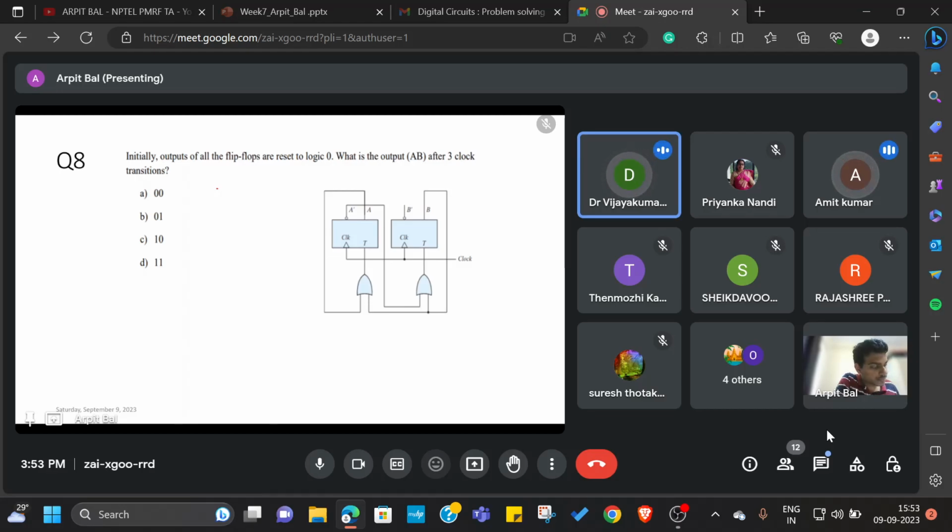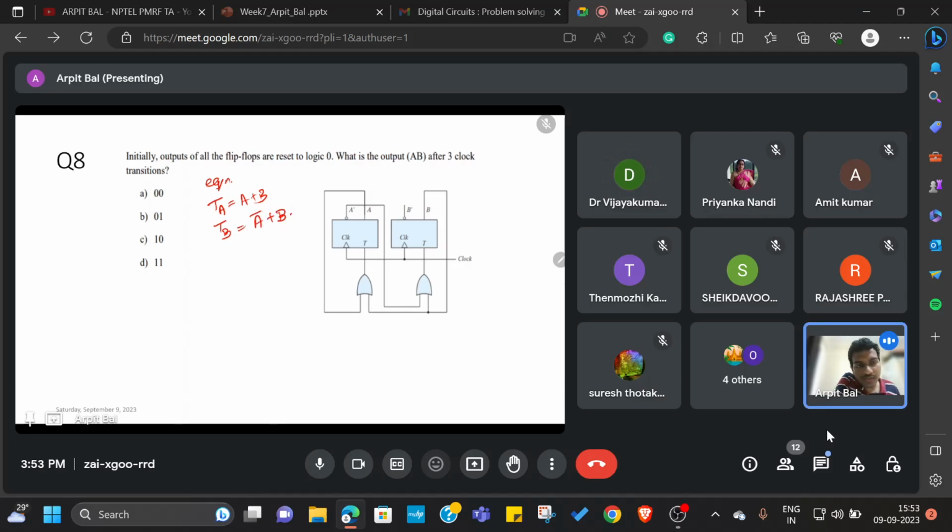First of all, find the equations for TA and TB, the inputs of the T flip-flops. Correct. So what is going to be my first? TA is A plus B. Okay. And what is TB? A bar plus B. Okay. Next, what should I do? Flip-flops are reset to 0. Correct. A and B are 0 0.